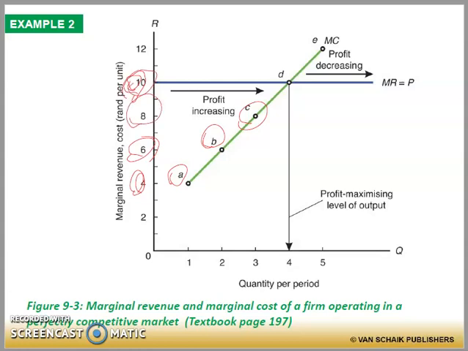For the fourth unit, which is represented by D there, the marginal cost is equal to the marginal revenue, and is also equal to the price, which is 10. And the firm therefore makes no further profit. So this serves as a signal that the point of maximum profit has been reached. So if the firm produces 5 units of product, for instance, that's 5 units of product.